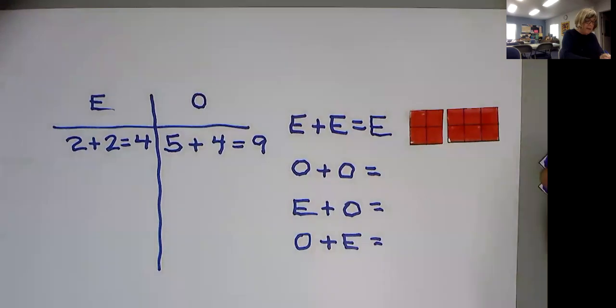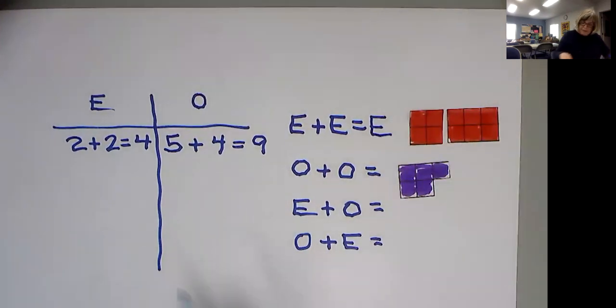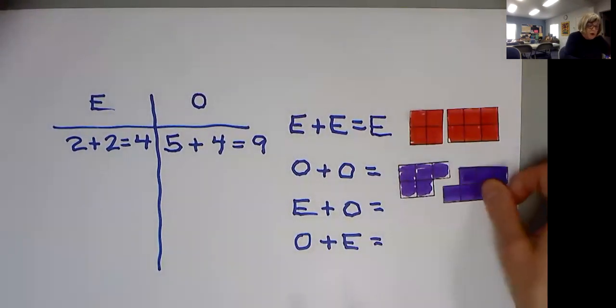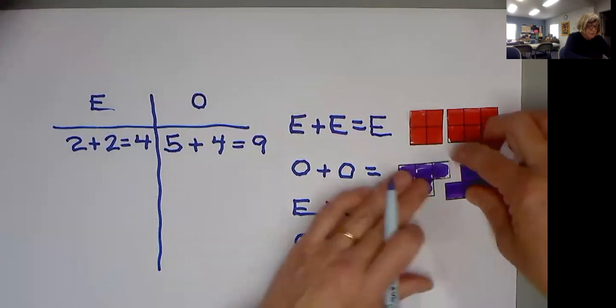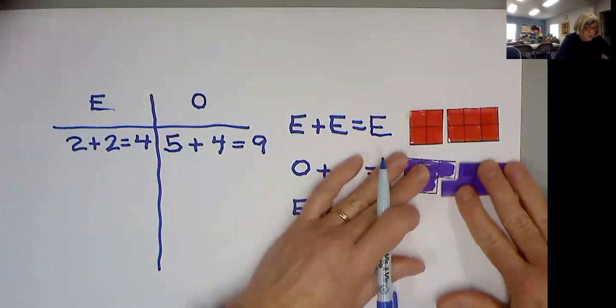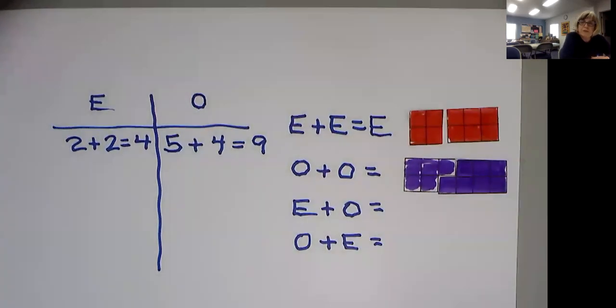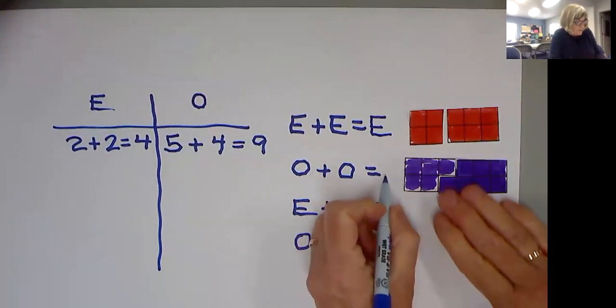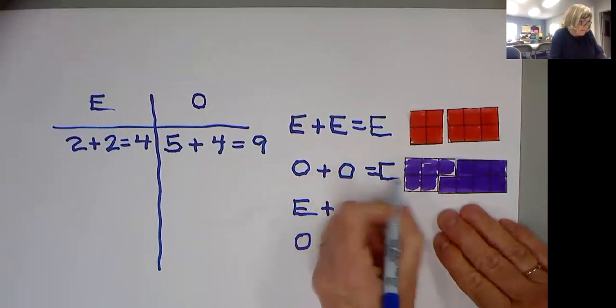All right, what happens if you have an odd and you add it to another odd? And all I did was rotate this odd so that I could join those two together. What's the result when you have an odd and you add it to an odd? Oh, Miss Sutton, it makes an even.